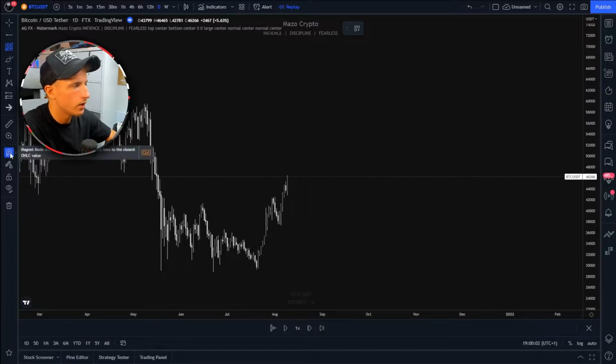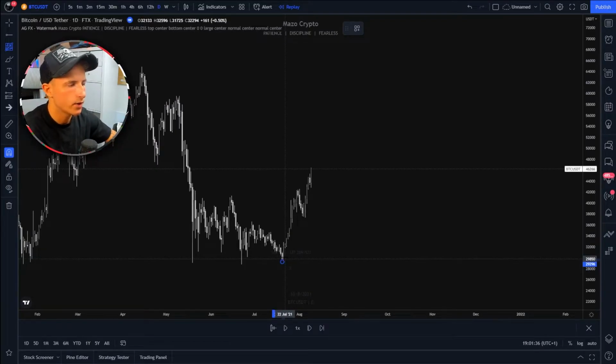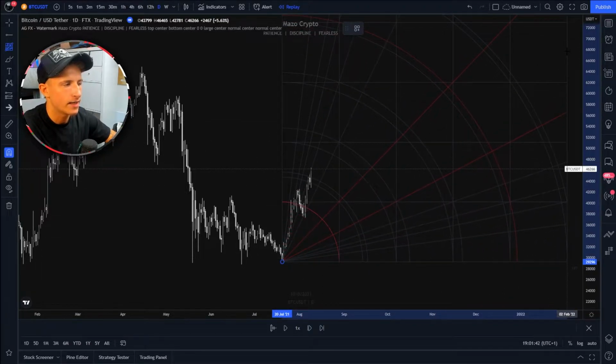Now I also use the magnet right here to give me precision points, and I'm going to just quickly select the very bottom right there and press my mouse. Now whenever you've done this, all you want to do is just move your mouse all the way up here and drag it to where the first red curvature is going to hit the very high of the impulse trend top.